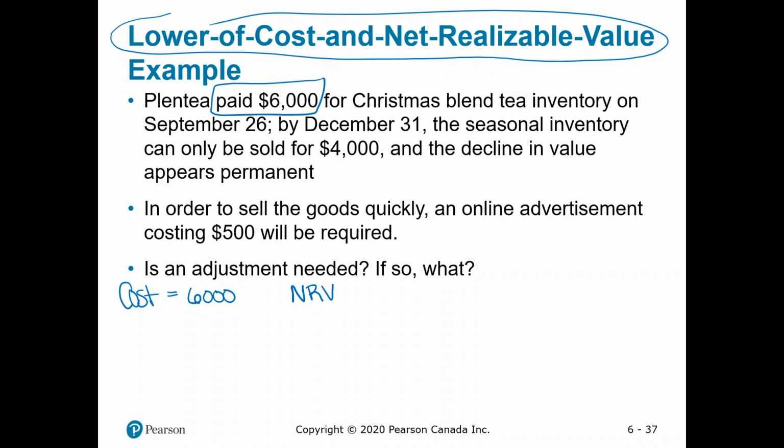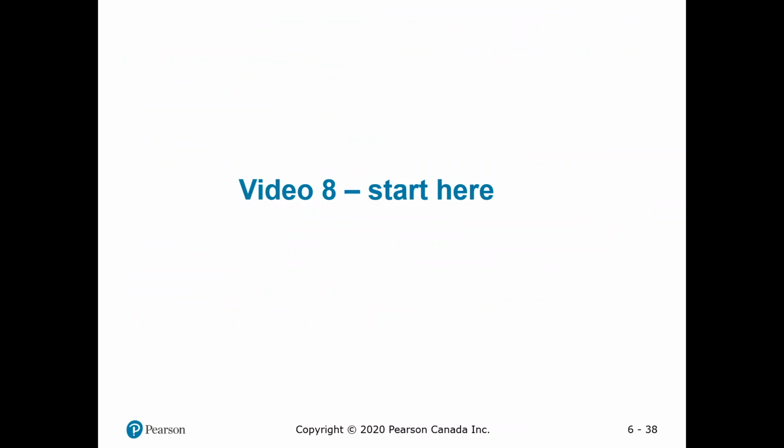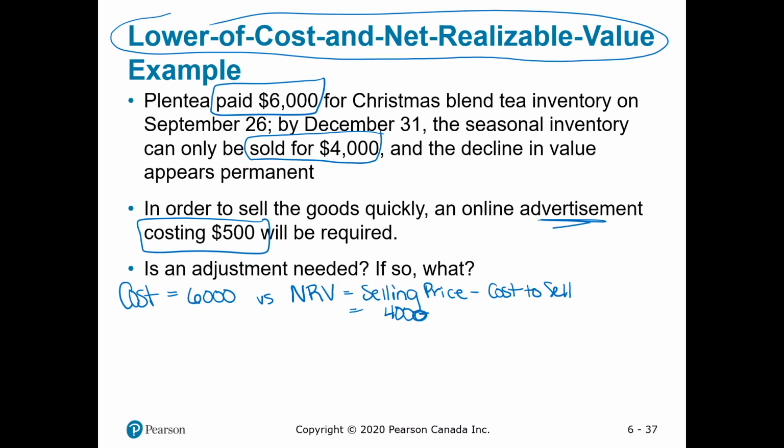Our net realizable value is equal to the selling price minus the cost to sell. So you can see in the question here, our selling price, it can be sold for $4,000, and the cost to sell is this advertising. So just to get rid of it, they have to pay $500. Oops. That should be $4,000 minus this $500 cost to sell for the advertising. So our net realizable value is $3,500.